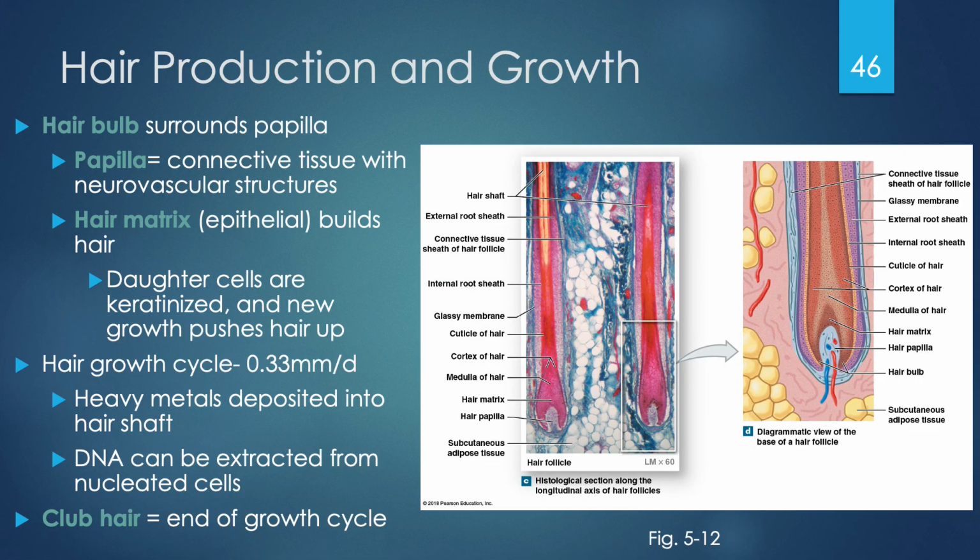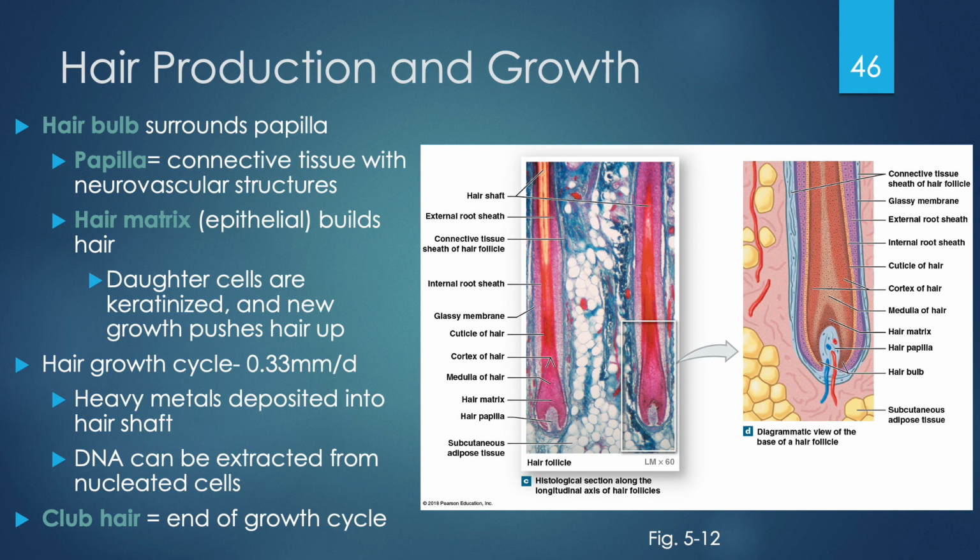Let's discuss hair production from the ground up. So we'll start off with the hair bulb that surrounds the papilla. And the papilla is composed of connective tissue that has a neurovascular setup in there. So there are both nerves and blood vessels. And the blood vessels are really important because they're going to be bringing in nutrients to the hair so that way it can grow. Now, hair matrix is epithelial, and that is actually the site of building hair itself.